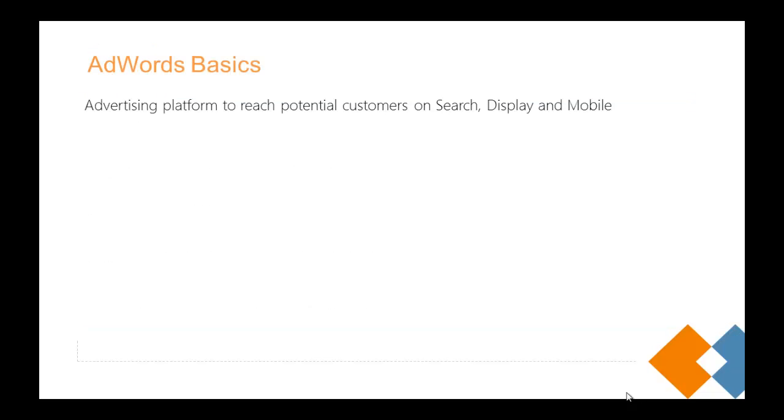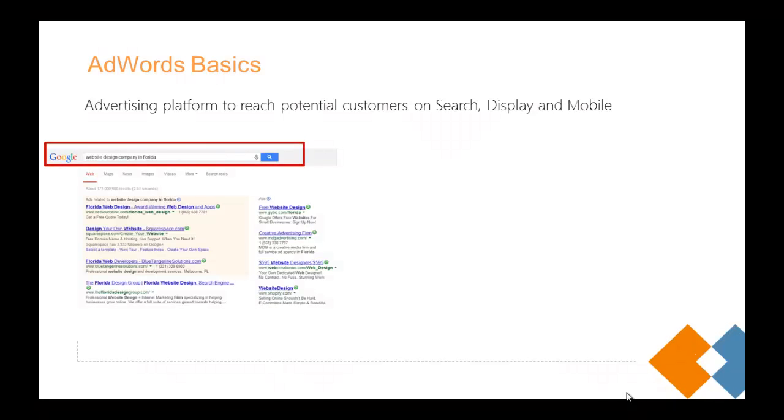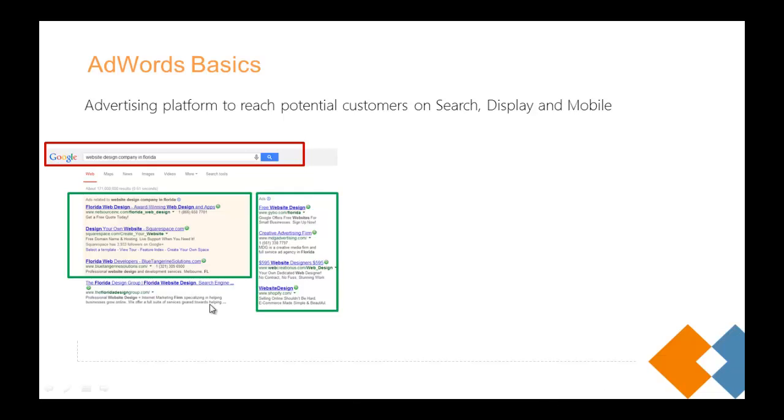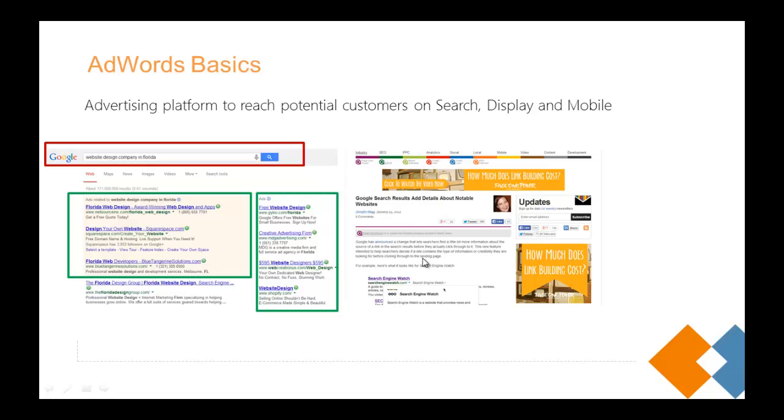So very quickly, AdWords basics. Advertisers can use the AdWords platform to reach potential customers using search, display, and mobile. How do we differentiate between the three? In the search network, as I'm sure everybody is aware, you can go and search on Google, and it shows you ads, and you can look at the two places where you see the ads. That's your search network.